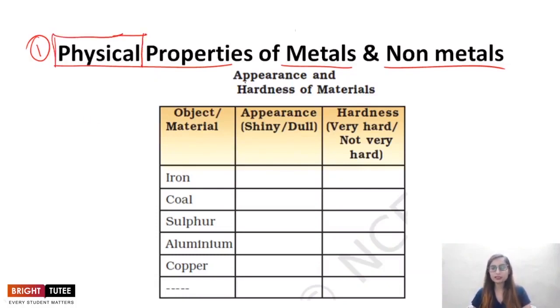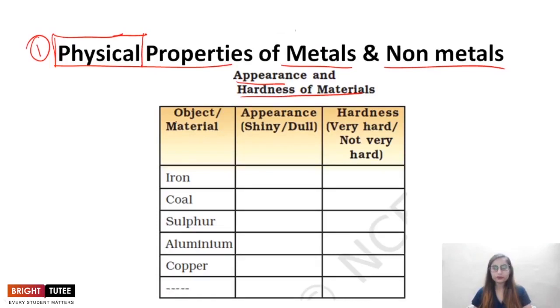Physical, as such, appearance and hardness, and certain properties which do not require any chemical reaction. Basically, they do not have any chemical changes in them when we talk about physical properties. Chemical properties involve the chemical reactions which metals and non-metals create.